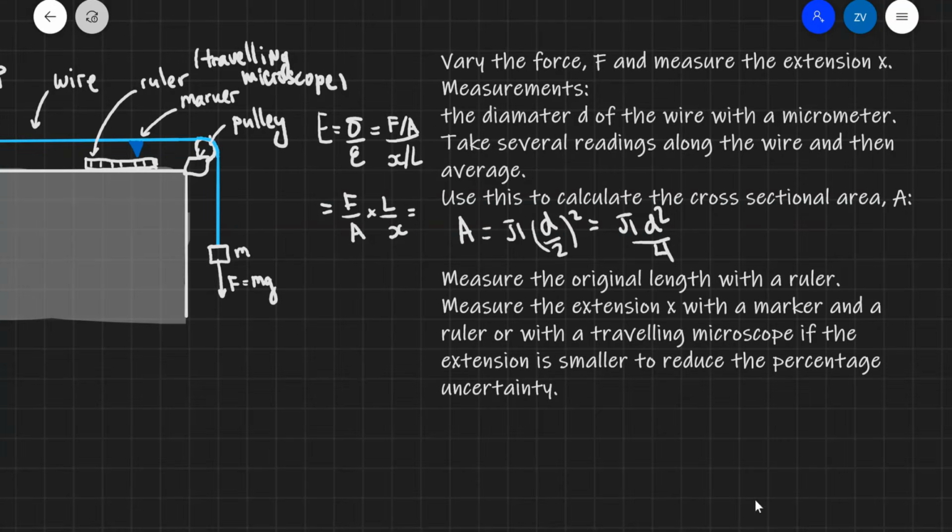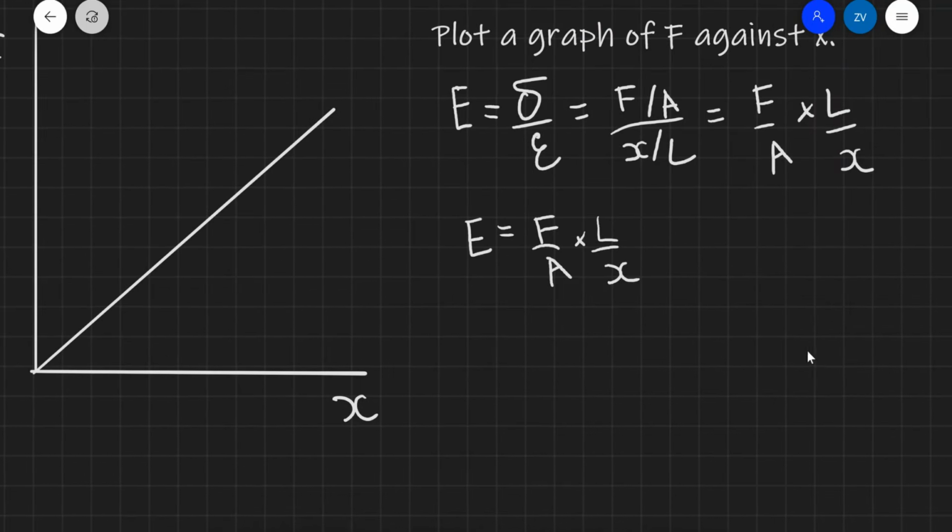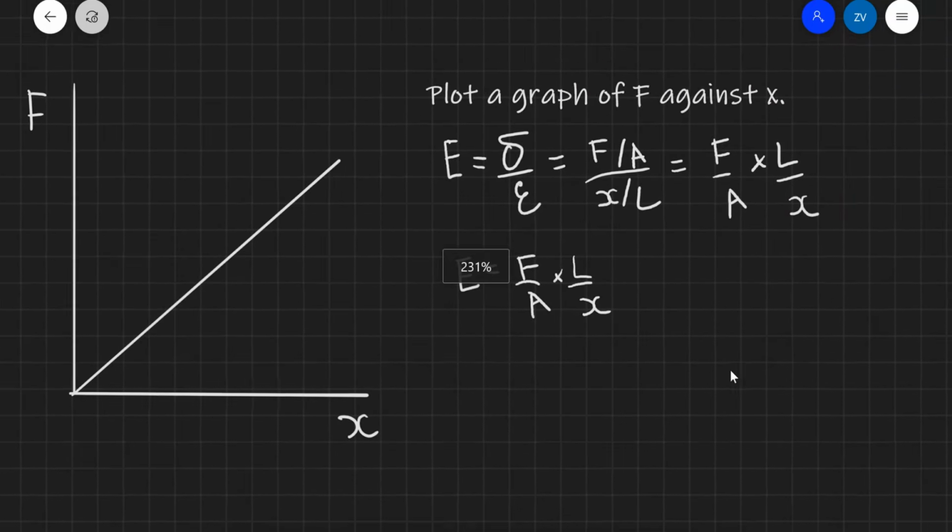After we have taken all of these measurements, what we need to do is to plot a graph of the force that's been applied against the extension X. If we remember what we did with the formulae for Young's modulus, which is equal to stress over strain, which is equal to force divided by cross-sectional area, divided by extension, which is then divided by the original length, this will be equal to F over A multiplied by L over X, because dividing by a fraction is the same as multiplying by the inverse.